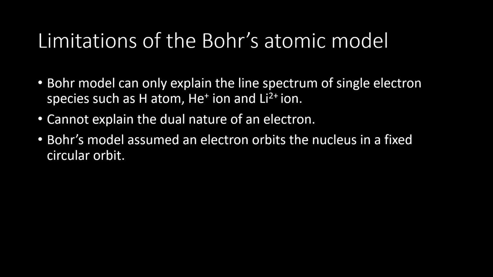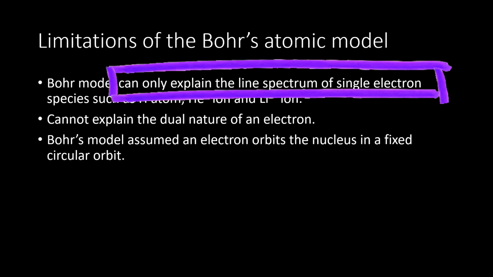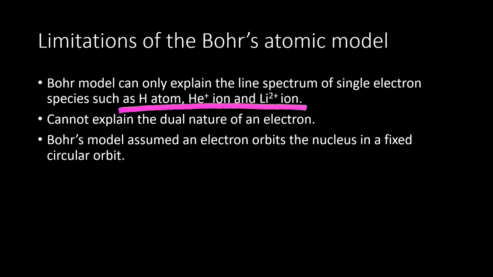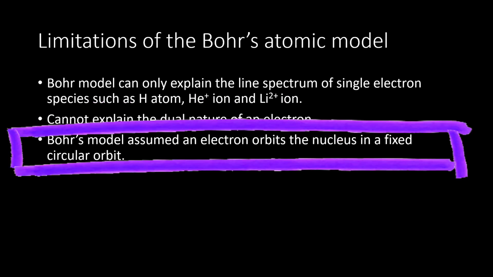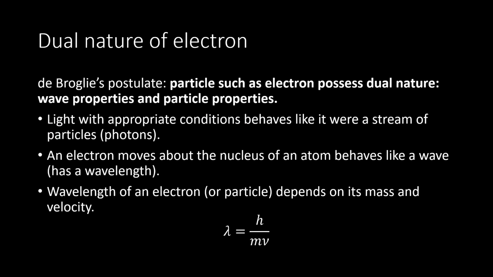Though Bohr's atomic model can be used to explain the light spectrum of hydrogen atom, it still has its own limitations. The first limitation is Bohr's atomic model can only be used to explain the light spectrum of single electron species such as hydrogen atom, helium ion, and lithium ion. The second limitation is that Bohr's atomic model cannot explain the dual nature of an electron. And the assumption in Bohr's atomic model that electron is orbiting in a fixed circular orbit around the nucleus is also arguable. De Broglie proposed the dual nature theory of an electron.